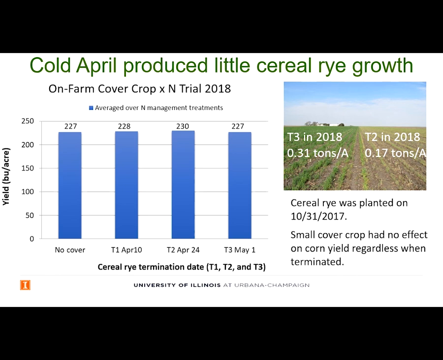So it looks like there's a magic number in there for corn production following cereal rye, and that is you need at least a half a ton per acre to affect or reduce the tile nitrate, but more than a half a ton per acre in front of corn may give you a yield hit. So clearly there's more risk involved growing cereal rye in front of corn.